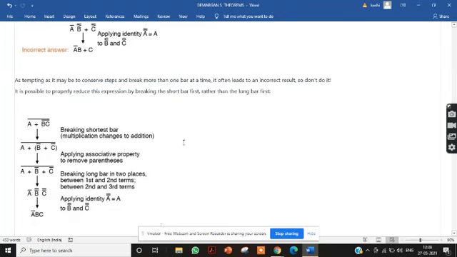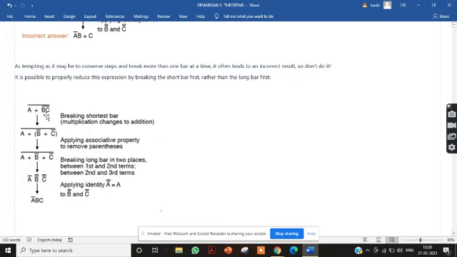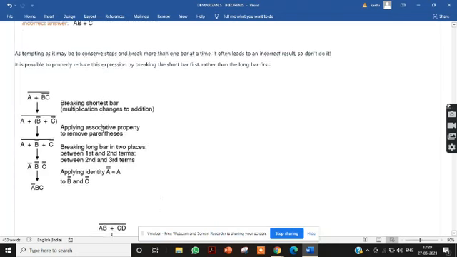Now you observe, you can do the same problem using distributive laws, associative law, such things. See, (A plus BC bar) whole bar. We are doing it in another way. First, we are breaking the shortest bar, the multiplication bar. Then what will you get? Multiplication becomes addition. So A plus B bar plus C bar.